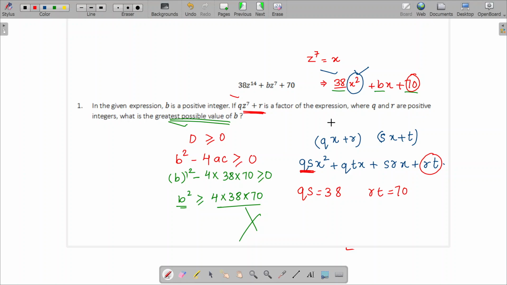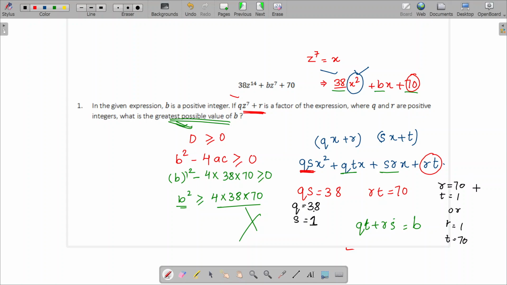Now here, what is the coefficient of x? That is qt plus rs. So I can say qt plus rs equals b. Now in the question I have to find the greatest possible value of b. So if I want the greatest possible value, I'll take q as 38 and s as 1. I can take that, right? Because if you take q as 1, you might not get the greatest possible value. And here either you take r as 70, t as 1, or you take t as 70 and r as 1. Both will work, right?